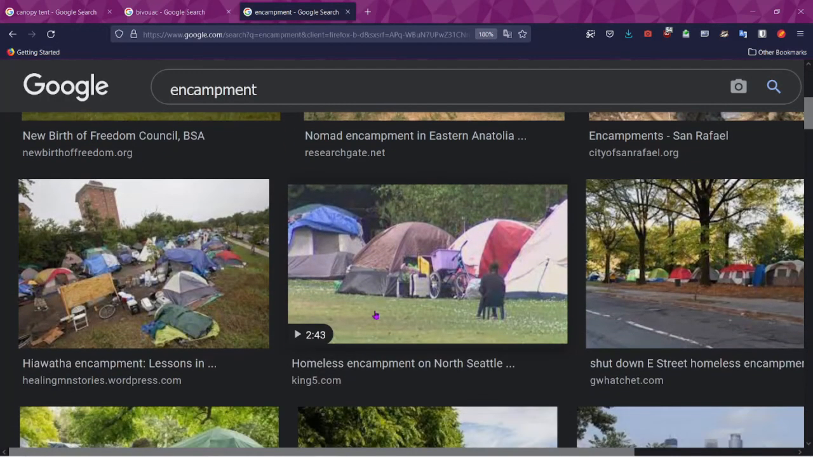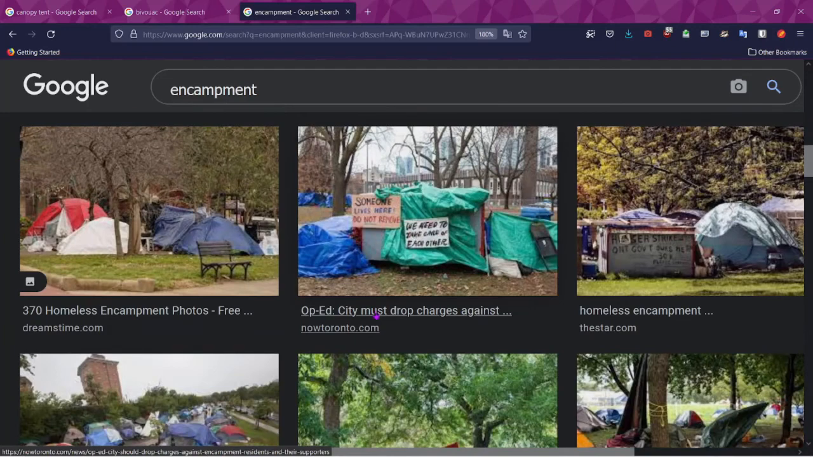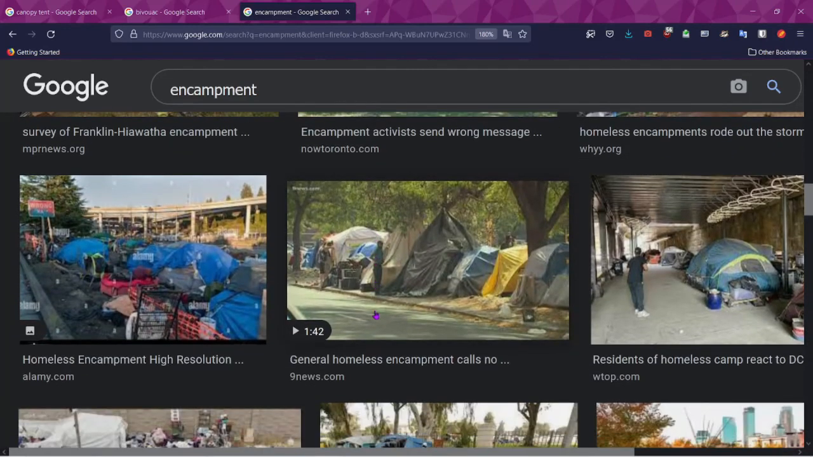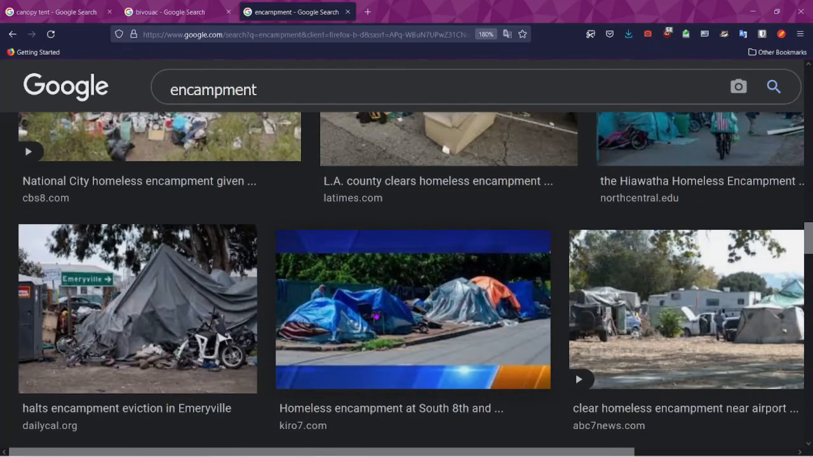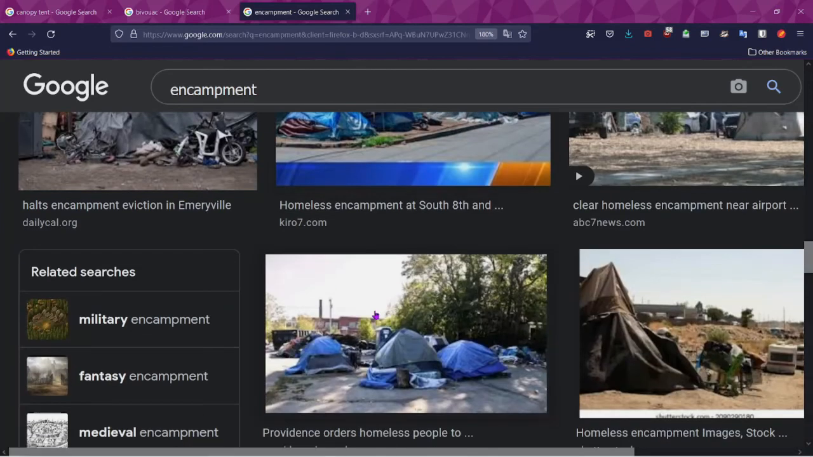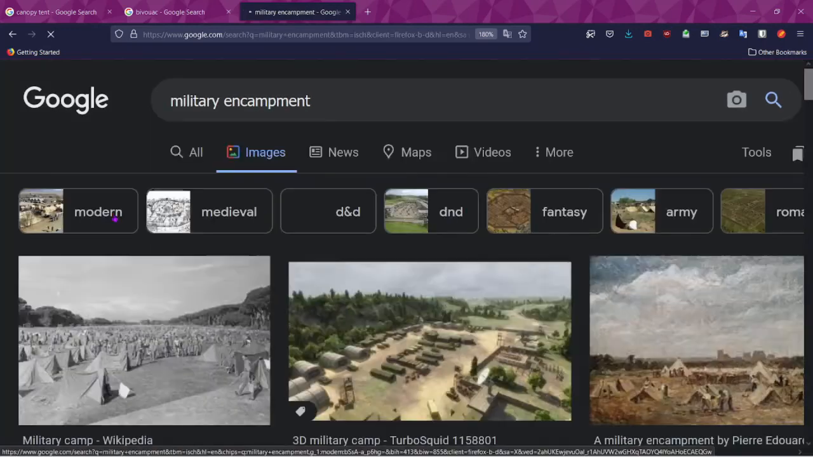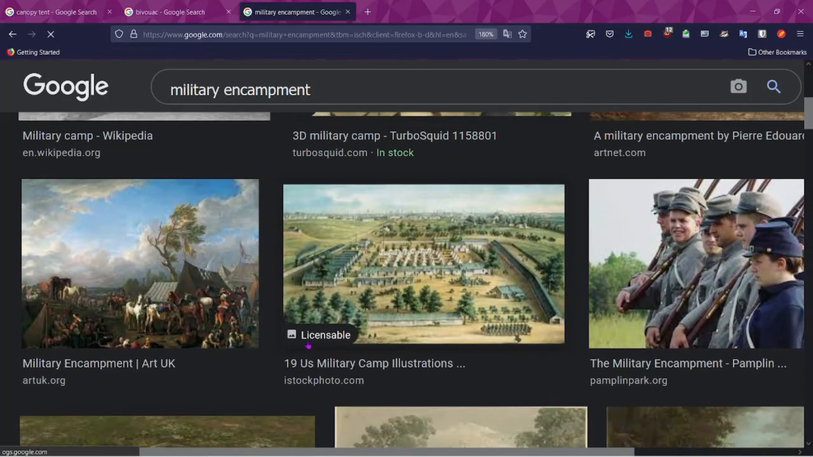This is basically where homeless people stay, or you can say military encampment. They don't spend holidays there; they stay permanently since they don't have a home. So military encampment, see, this is the military encampment.